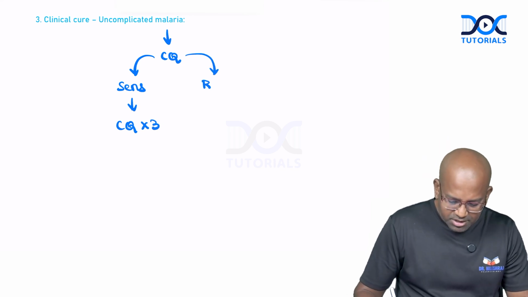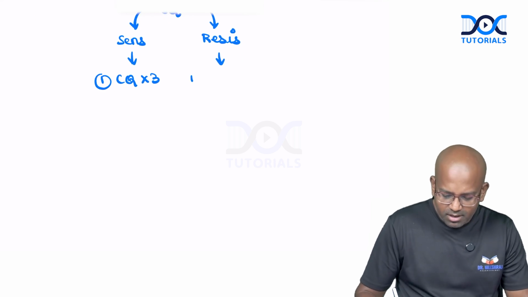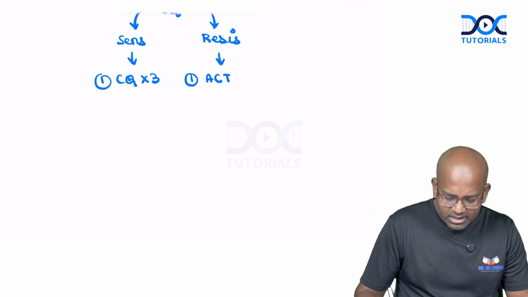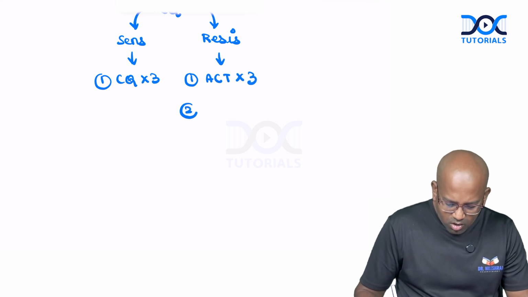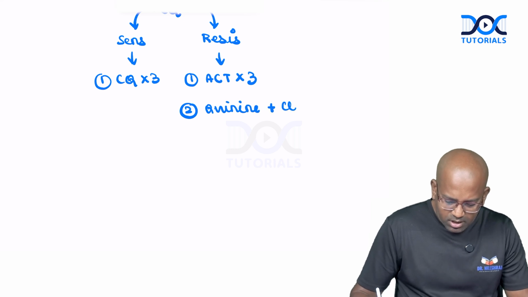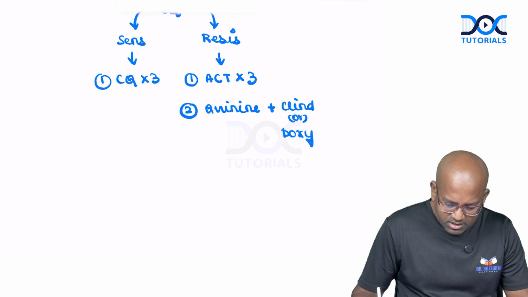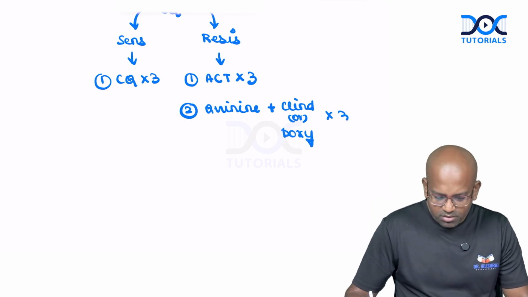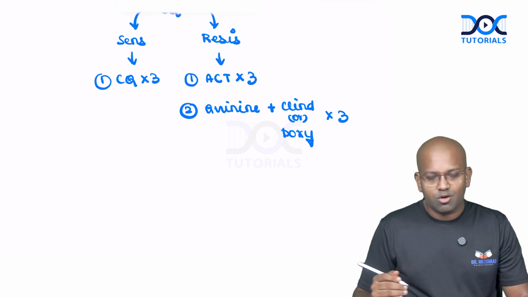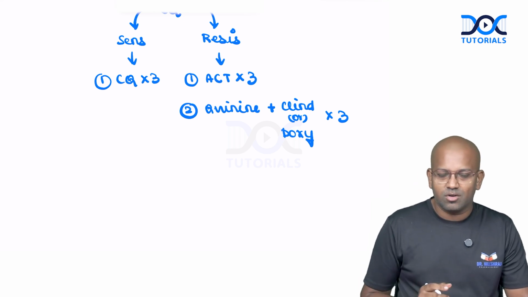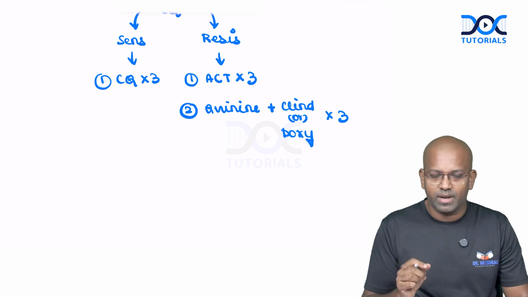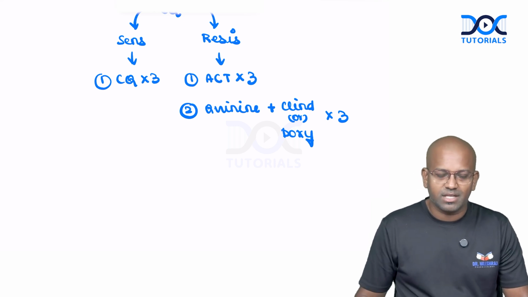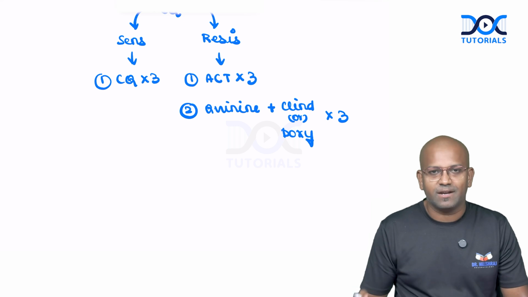Or if it is resistant, we have two major options in treatment. Either we can go for artemisinin-based combination therapy for 3 days, or we can opt for a drug combination which includes quinine with clindamycin or doxycycline, Q plus C or Q plus D, which is given for 3 days again. So we have two drug combinations to be given if a Plasmodium species is resistant to chloroquine. One is artemisinin-based combination therapy, the other one is quinine with clindamycin or doxycycline.